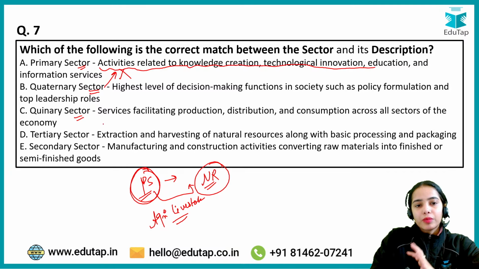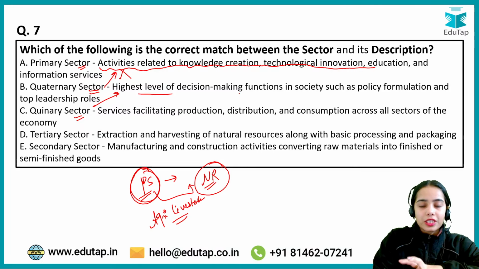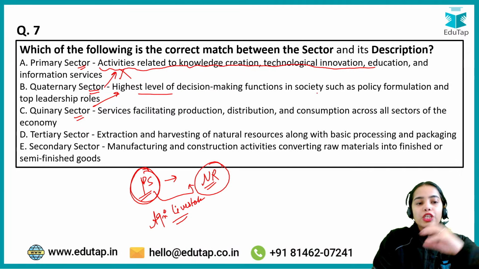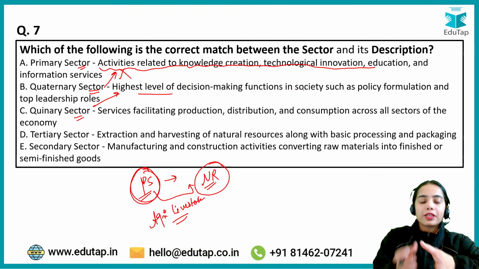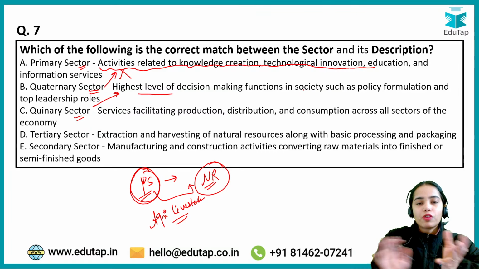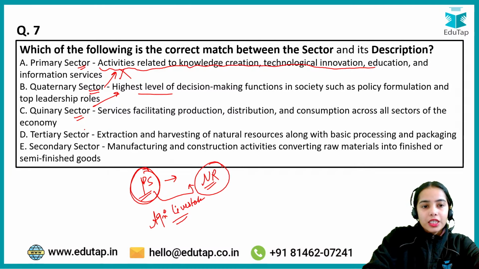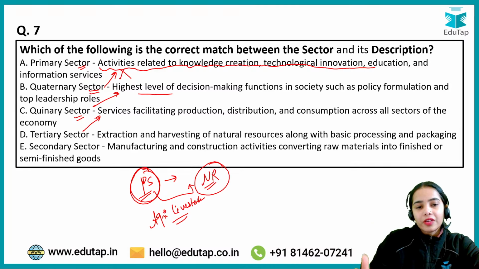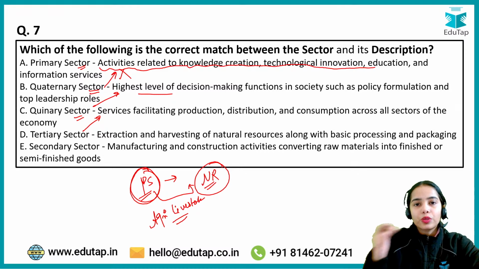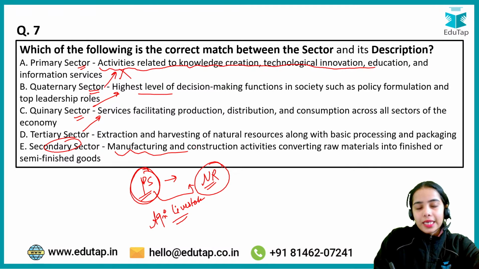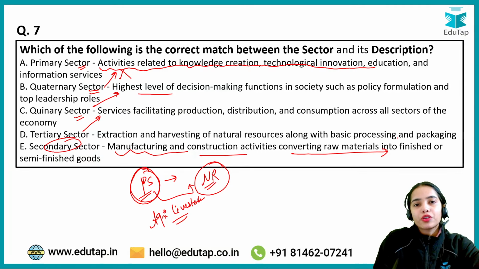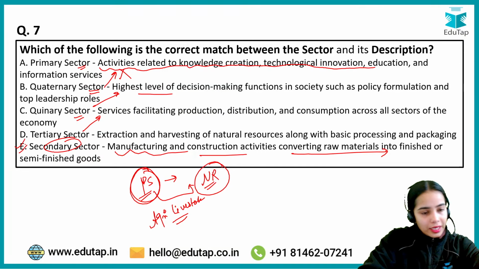Quinary sector involves activities related to the highest level of decision making and policy formulation, the top leadership roles. Tertiary sector deals with the activities related to the basic services related to production, distribution and consumption. Secondary sector includes the activities related to manufacturing, construction, converting raw materials into finished or semi-finished goods. So E is the right answer.